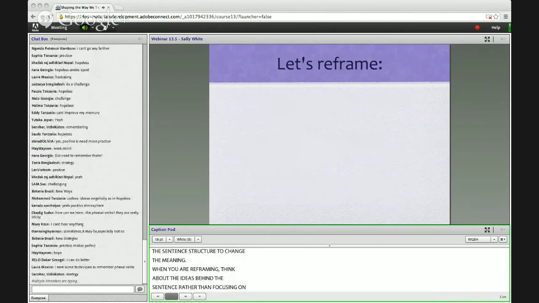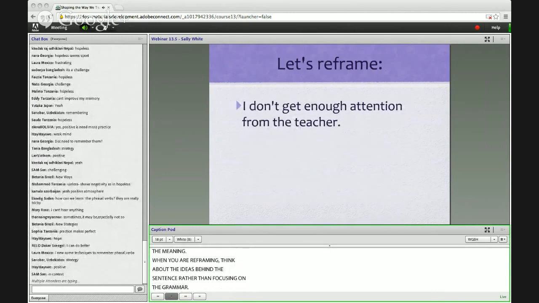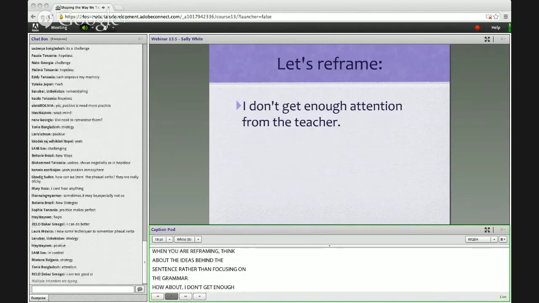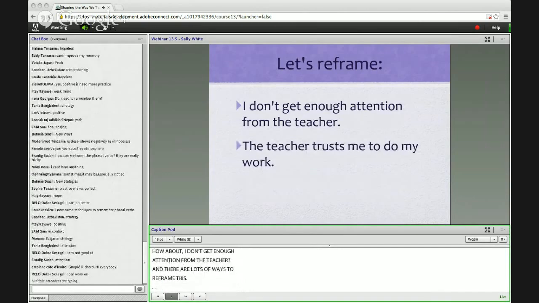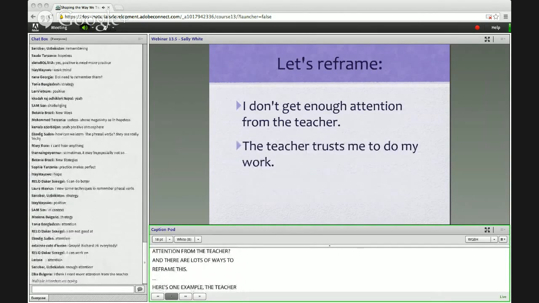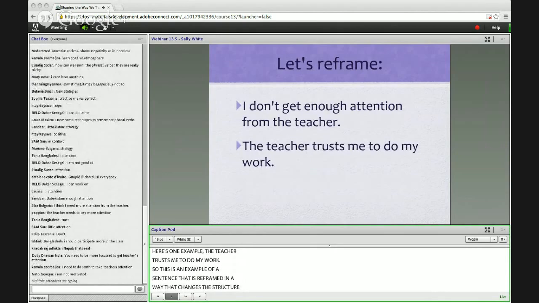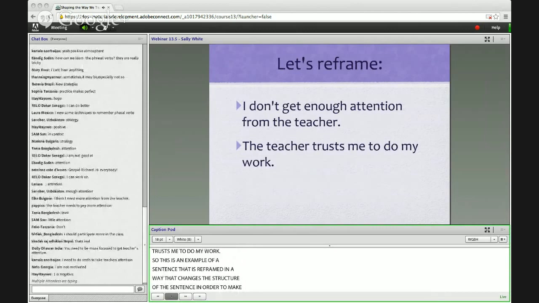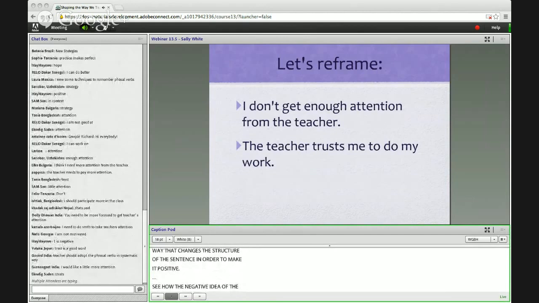How about I don't get enough attention from the teacher. And there are lots of ways to reframe this. Here's one example. The teacher trusts me to do my work. So this is an example of a sentence that is reframed in a way that changes the structure of the sentence in order to make it positive. See how the negative idea of the first statement gets transformed into a positive idea in the second one.